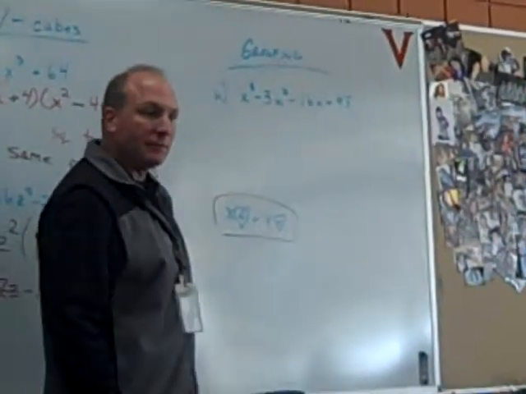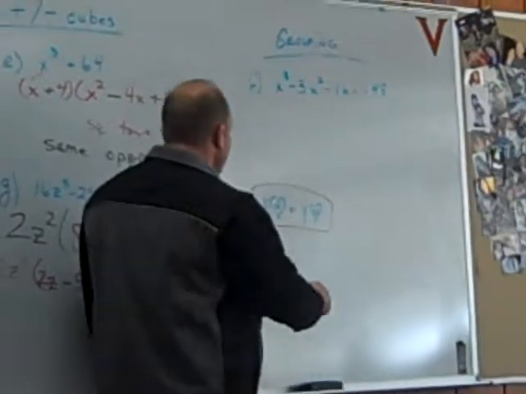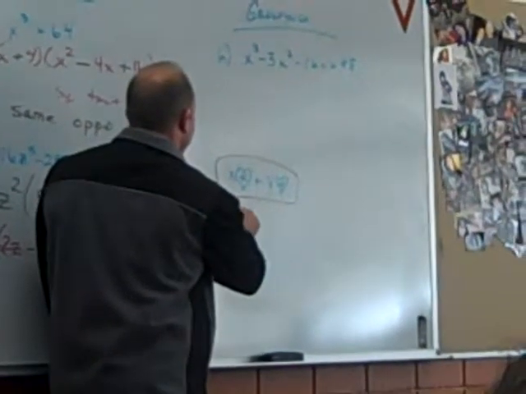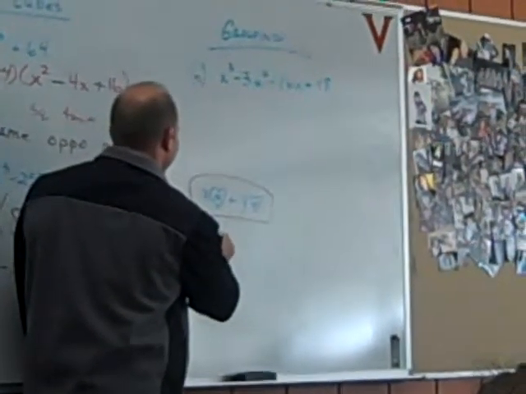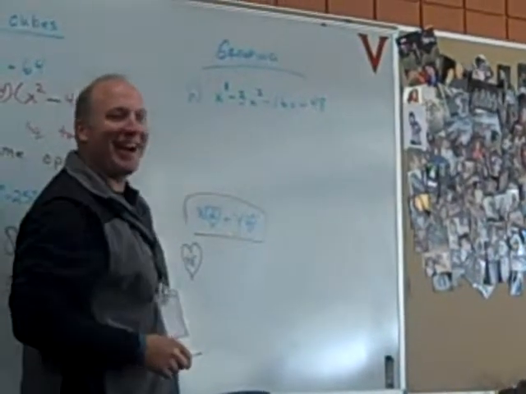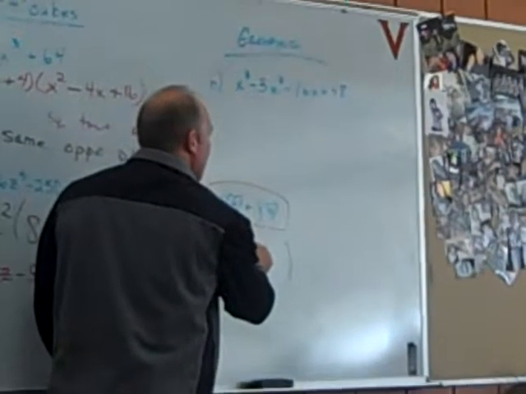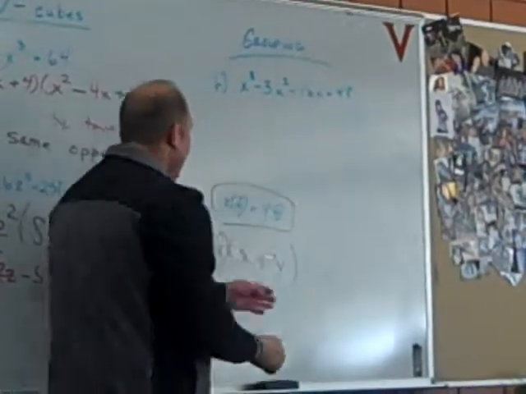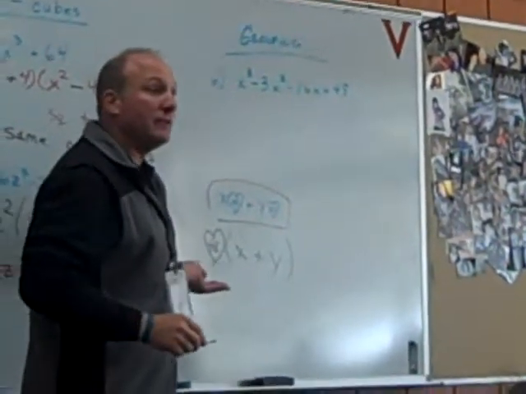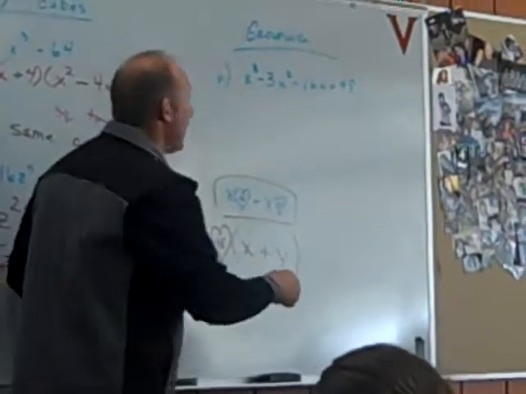Write the same thing. Put 4 out front. You would take my heart forever. Take my heart. I take it, and what's left? X plus Y. X plus Y. That's factored now, isn't it? Take a look.